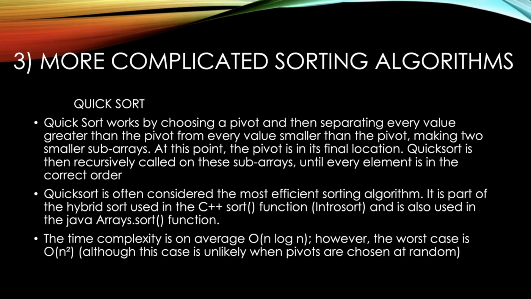Quicksort is often considered the most efficient sorting algorithm. It's part of the hybrid sort used in the C++ sort function, introsort, and is also used in the Java Arrays.sort function. The time complexity is, on average, O(n log n).